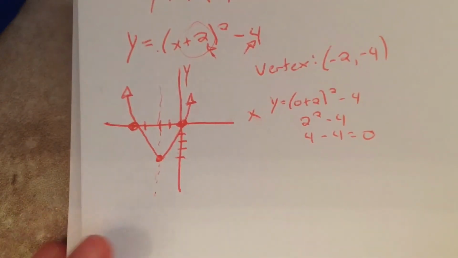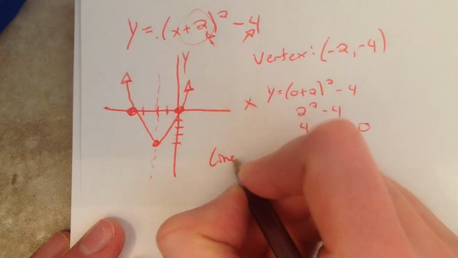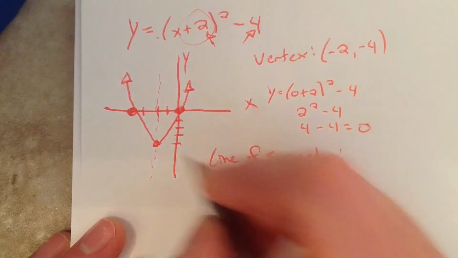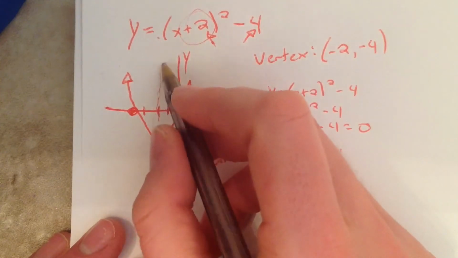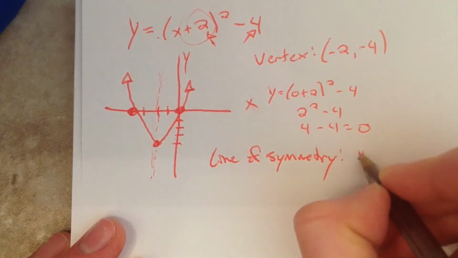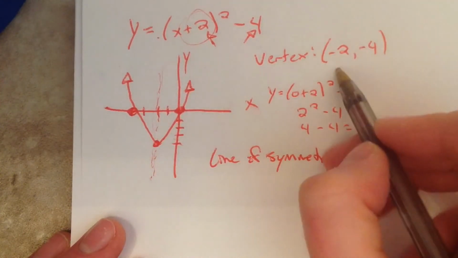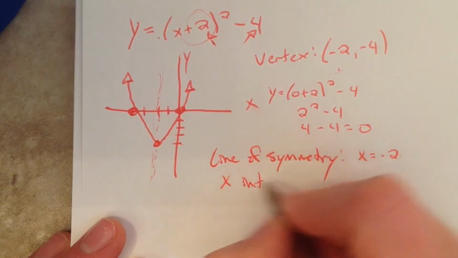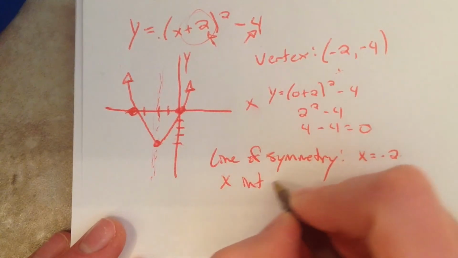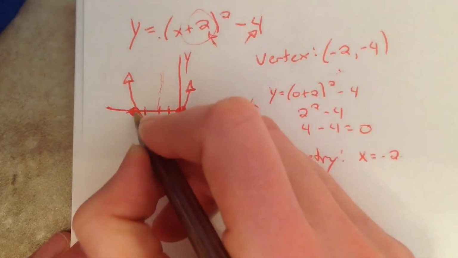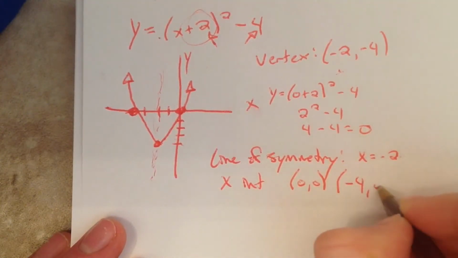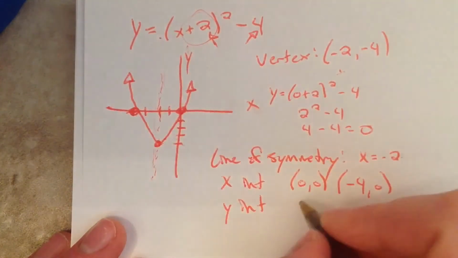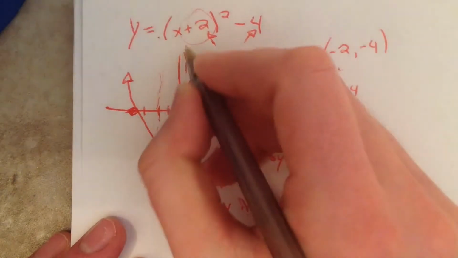Now, to list some things, line of symmetry. We would say the line of symmetry is this x coordinate on the vertex right here, so x equals negative 2, so it matches the vertex. We've already listed the vertex. X-intercepts are these 2 points, so the first one is 0, 0, the second one is negative 4, 0. The y-intercept is the same point, so 0, 0, because that's where it crosses this line as well.